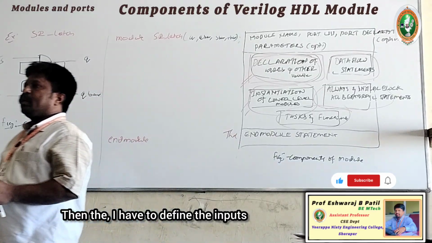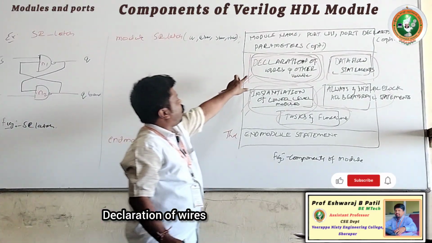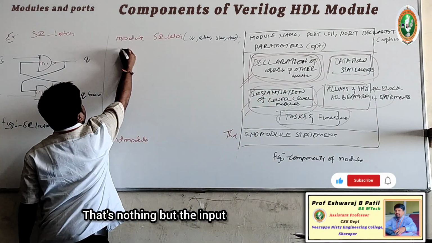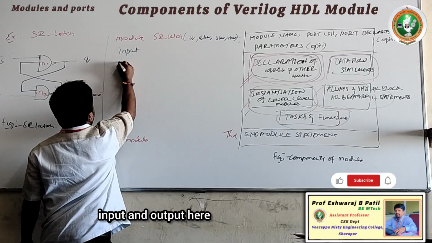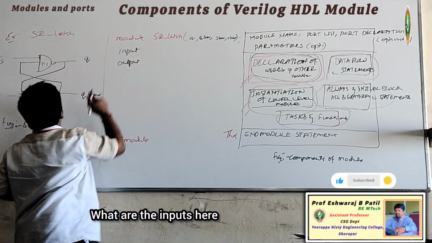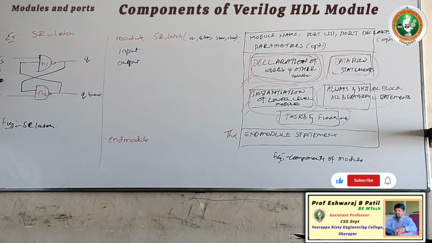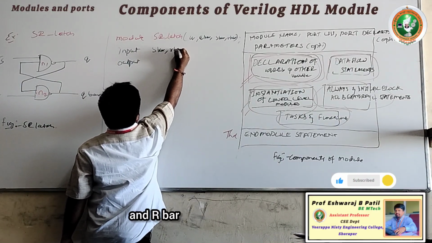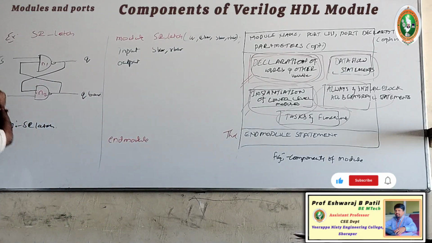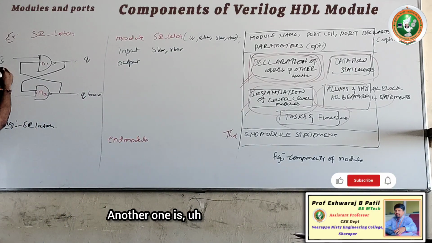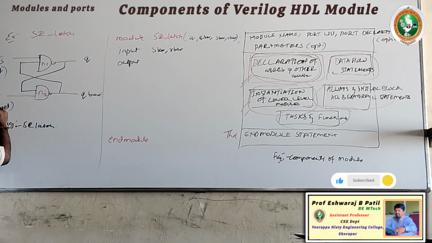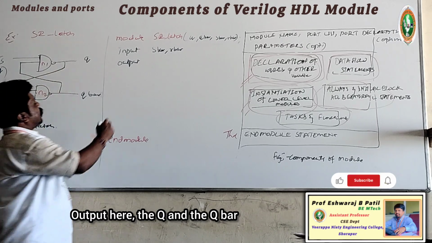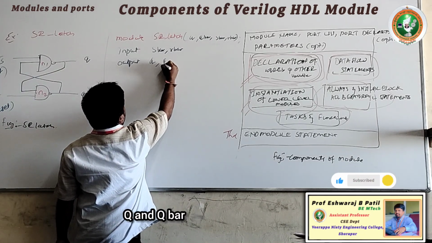Then I have to define the inputs and outputs separately, the declaration of wires and other variables. That is nothing but the input and output here. What are the inputs here? S bar and R bar. S is nothing but the set, and R is nothing but the reset here. Output, which are those? Q and Q bar.